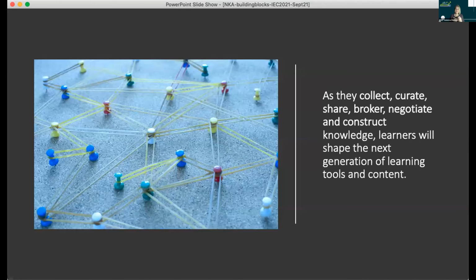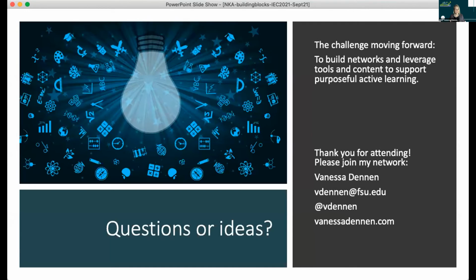So as I wrap this up, I think it's really important also that we don't focus so much on the tools and the content and how to push that to the next level, because if we enable our learners, they're going to be the ones who, through these acts of collection, curation, sharing, brokering, negotiating, and constructing, they will be the ones who shape the next generation of content and tools. We can put the power in their hands. And when they do that, when they're active learners, it will be more meaningful for them, and they will learn better. And hopefully they in turn will pass that on to the next generation of learners. And that's what I came to share with you today.